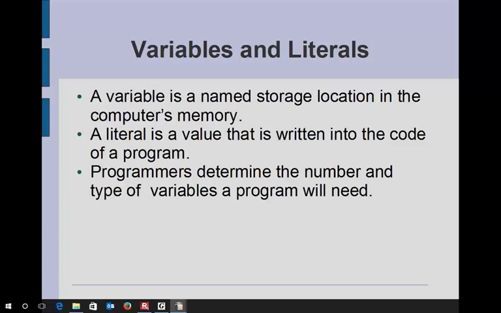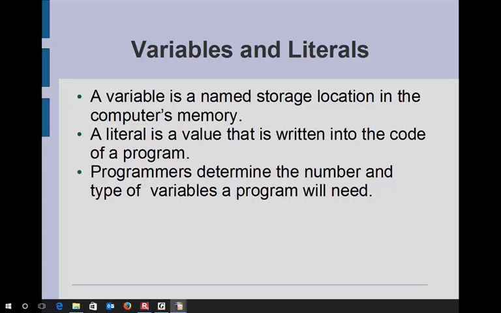Okay, so what's a variable? Basically, it's a named storage location in the computer's memory. So if you want to store some data in your program, then you will use what we call a variable. And it basically means that you can change the data that is stored at a particular memory location in your program. So it's not going to be fixed, and that's why it's called variable.